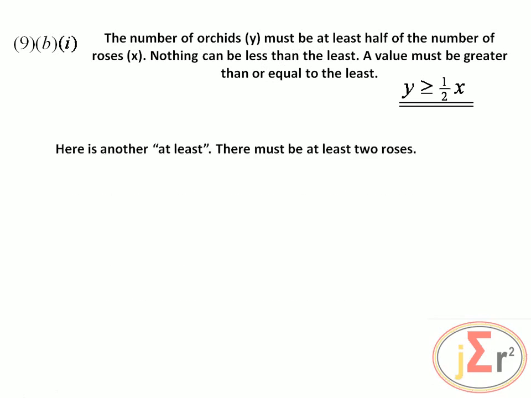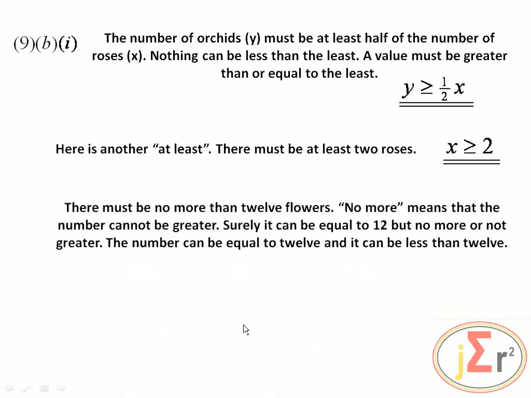Here is another at least. We have what? There must be at least 2 roses. So it is the same thing. At least must be greater than or equal to. Nothing can be less than the least. And, of course, the x, as we have there, represents the number of roses. So x, the number of roses, is greater than or equal to 2.